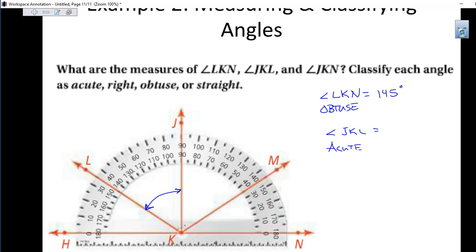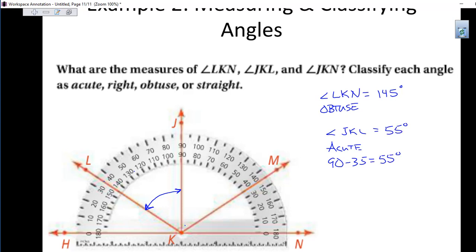And the next thing we're going to do is find this. So I'm going to use the outside numbers first. I'm going to say that the biggest number here is 90, the smallest number is 35. So I'm going to do 90 minus 35. That's going to give us a measure of 55 degrees. That means that our measure of JKL is 55 degrees.